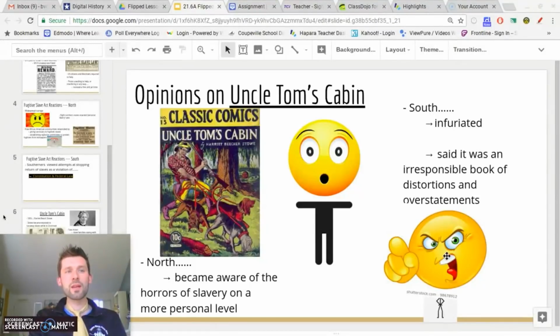They said that the book was irresponsible, that it was full of distortions, which is another word for misinterpretations or misrepresentations or just exaggeration. And they said the book was full of overstatements. So as you can see, Uncle Tom's Cabin again is riling the North and the South up to the point where they're starting to see terrible things within the Compromise of 1850. And by terrible, I mean different parts of the Compromise that neither side liked.